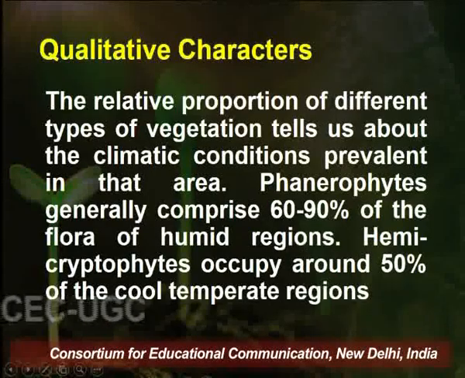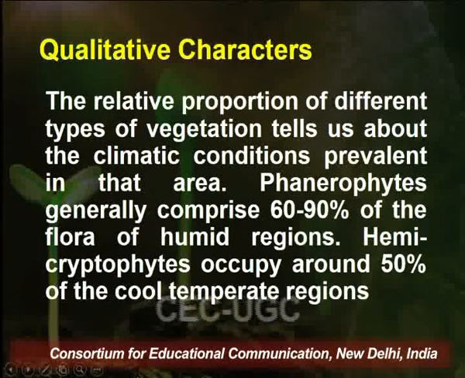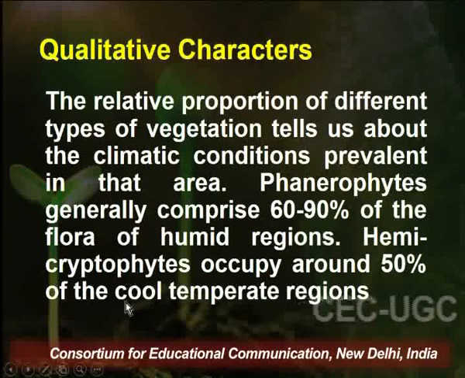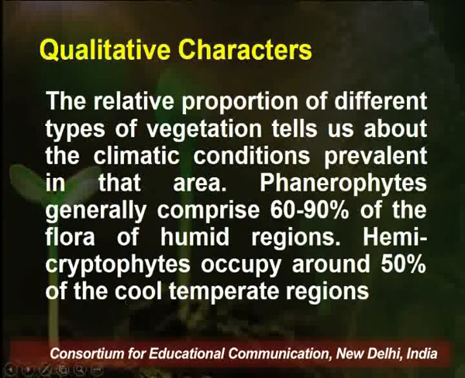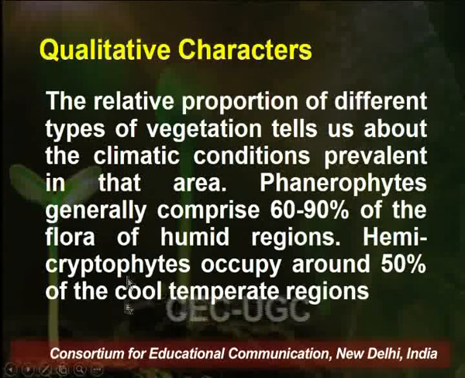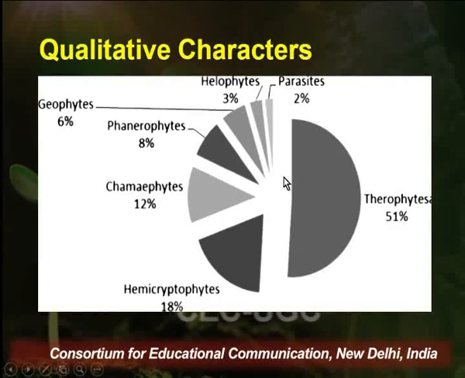Now, the relative proportion of different types of vegetation tells us about the climatic condition prevalent in that area. Phanerophytes generally comprise 60 to 90% of the flora of the humid regions. The hemicryptophytes occupy around 50% of the cool temperate regions. Now, this slide shows a pie diagram of the presence of phanerophytes, chamaephytes, hemicryptophytes and therophytes in the vegetation, and the percentage in which they are present in a particular community.